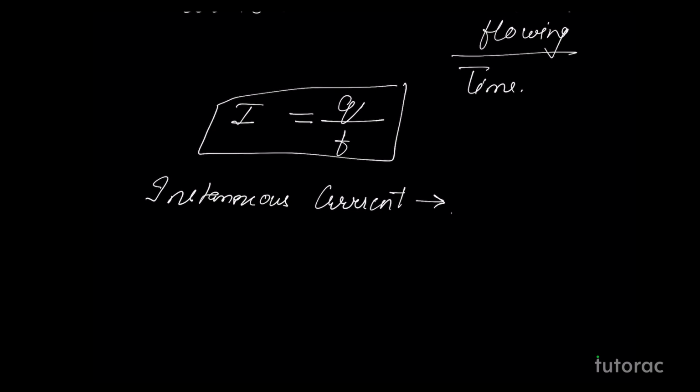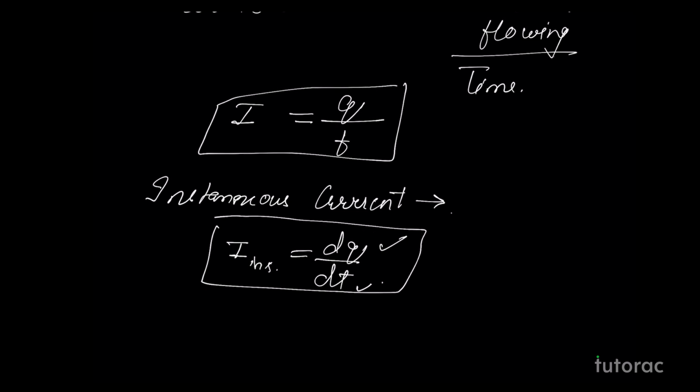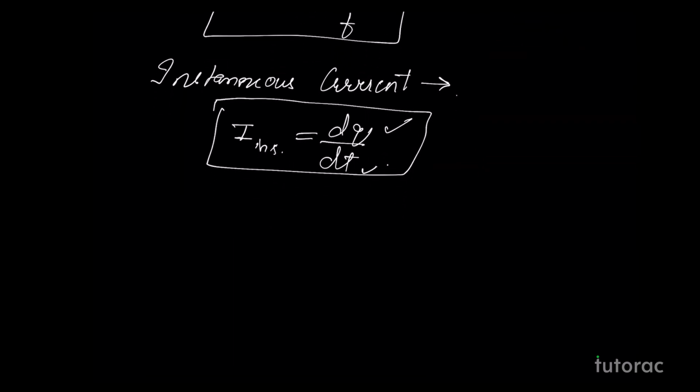This we simply define as I instantaneous is nothing but dq upon dt. That is dq amount, very little amount of charge flowing for very little amount of time. This is known as instantaneous current. Apart from this, we also have the average current.